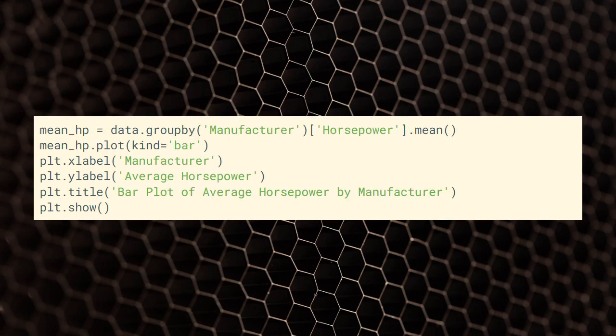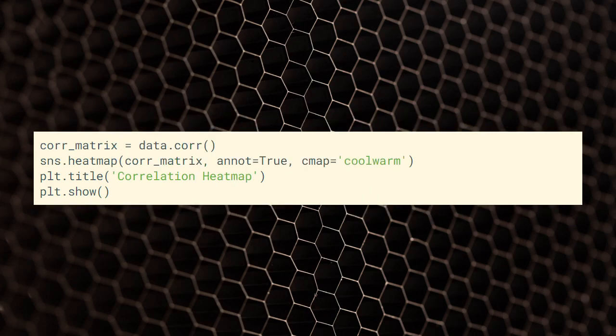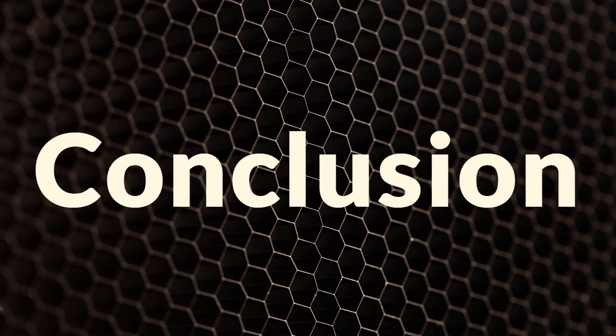To identify the relationship between a categorical and a numerical variable, we can use a bar plot. Let's plot the average horsepower by the manufacturer. Lastly, let's visualize the correlation between all the numeric variables using a heat map. With these visualizations and summary statistics, we can better understand the data and identify relationships, trends, and potential outliers.